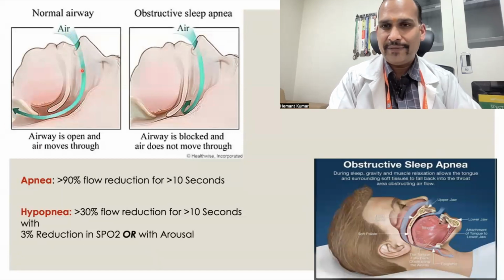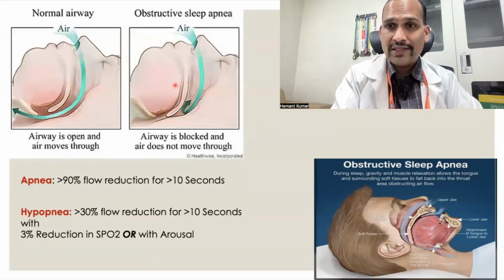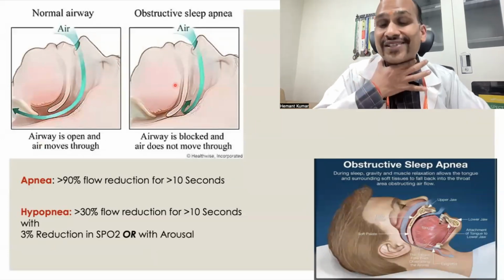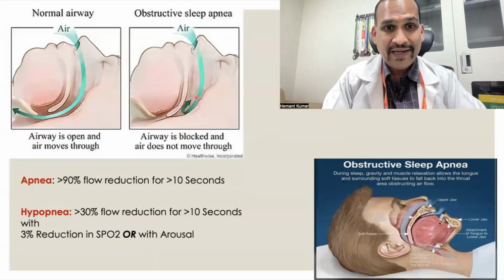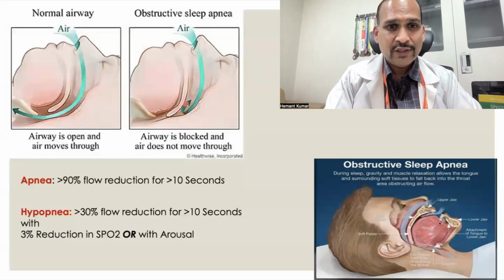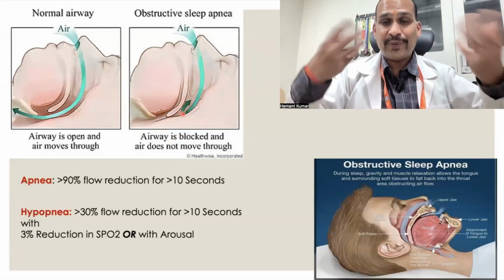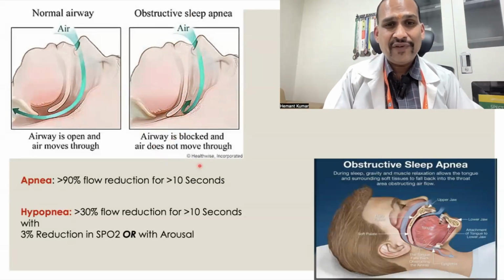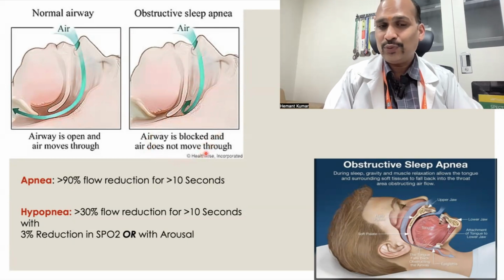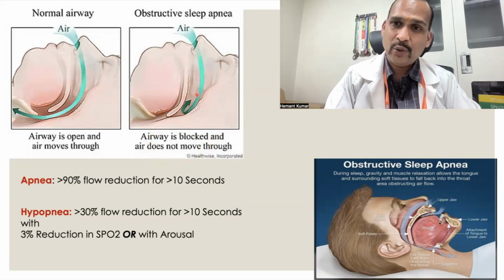This is the normal airway. What happens in OSA, obstructive sleep apnea? There is obstruction at neck level because of the tongue, because of the palate. Because of the obstruction, the air will not go inside the lungs. It will go up to the neck and come out. So there is no breathing, a stop of breathing. The airway is blocked and air doesn't move through. So this is obstructive sleep apnea.